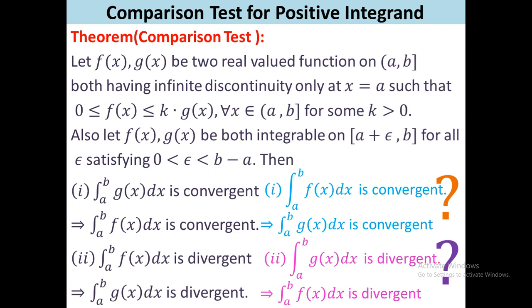So we cannot use the comparison test for every function, because there is a fallacy: if f(x) is convergent, then we cannot conclude about g(x). Otherwise, if g(x) is divergent, we cannot conclude about f(x). Okay, so there is another comparison test which is in limit form. We will discuss the limit form in the next video, and I will give some examples also to clarify the comparison test.